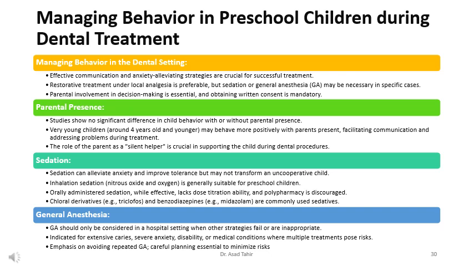General anesthesia. GA should only be considered in a hospital setting when other strategies fail or are inappropriate. Indicated for extensive caries, severe anxiety, disability, or medical conditions where multiple treatments pose risks. Emphasis on avoiding repeated GA; careful planning is essential to minimize risks.